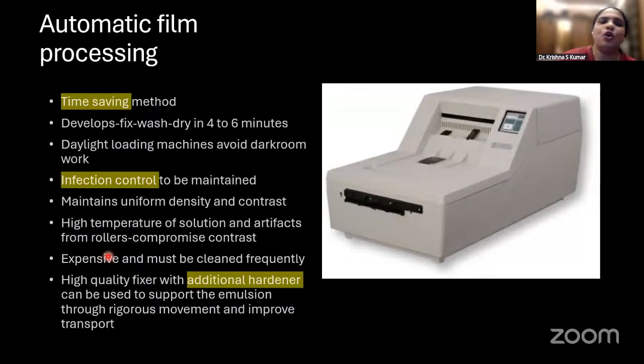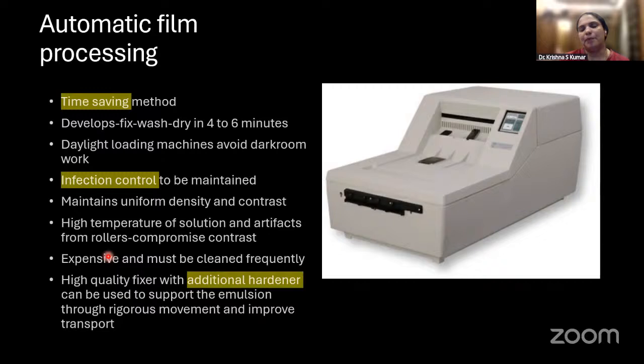Now, coming to automatic film processing, it is a very time-saving method. That is, these whole steps, developing, fixing, washing, and drying, are finished in a time of 4 to 5 minutes, or 4 to 6 minutes. There are daylight loading machines also, which are very commonly used in private clinics, which avoid the darkroom setup. But we have to make sure infection control is maintained. It's not operator dependent, so it helps to maintain a uniform density and contrast.